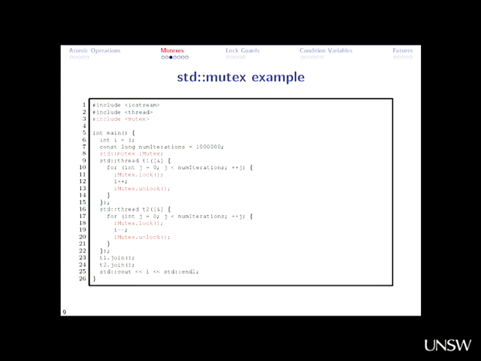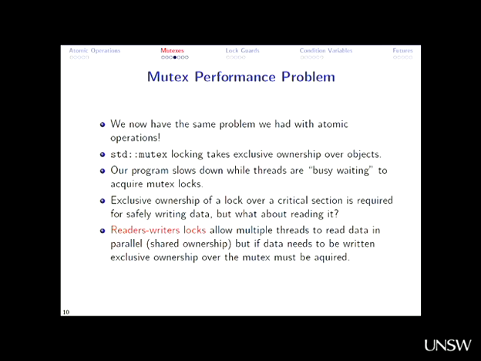So despite this all being good, what's the problem with this code? Despite this code running, it's always going to get us the right solution. What is the problem with this code? It's just as inefficient as when you're using the atomic int. Yeah, it's exactly the same problem we had with atomic operations. Okay? So if the standard mutex takes exclusive ownership over the objects, our program slows down while the threads are busy waiting to acquire the mutex lock. So busy waiting just literally means that I am waiting for something to happen and I'm paused. And depending exactly on your CPU architecture, that may or may not actually use CPU cycles. Okay? Busy waiting is what we want to try to avoid.